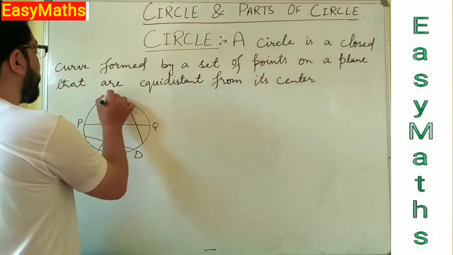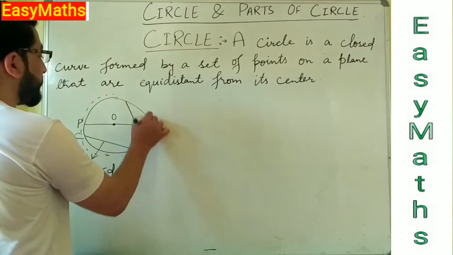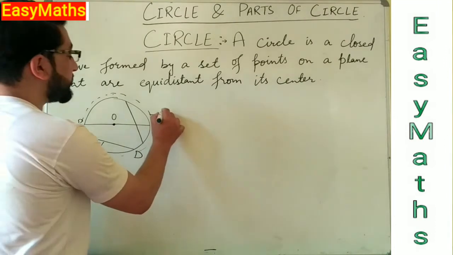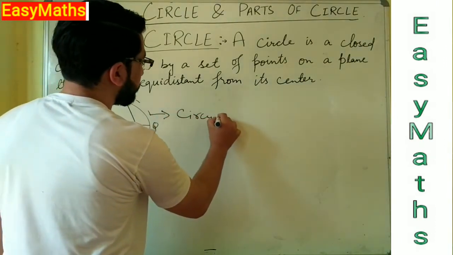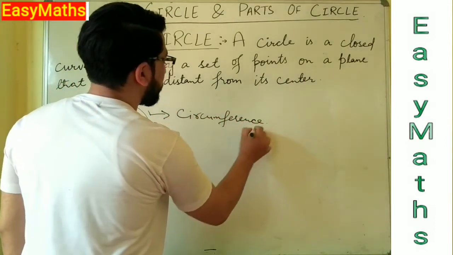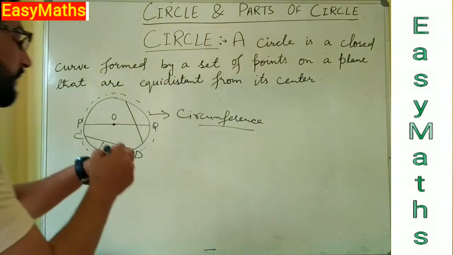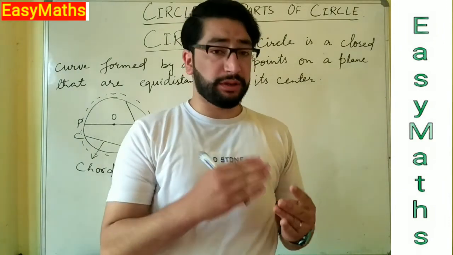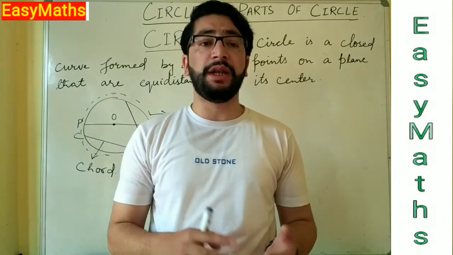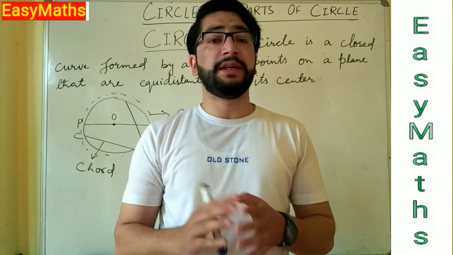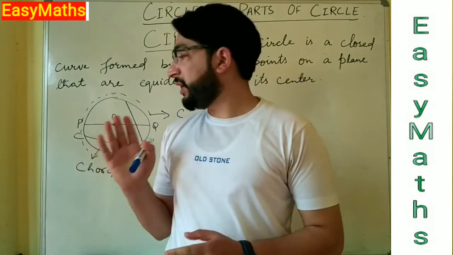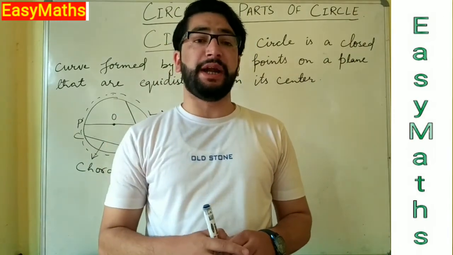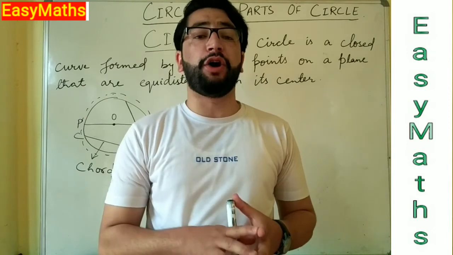And the last thing about circles is that the distance around the circle, or the boundary around the circle, is called the circumference. So students, we learned about the circle. What are the parts of a circle? Radius. Then we learned about diameter, then we learned about chord, and then we learned about the circumference of a circle. And we also learned what is the center of the circle.